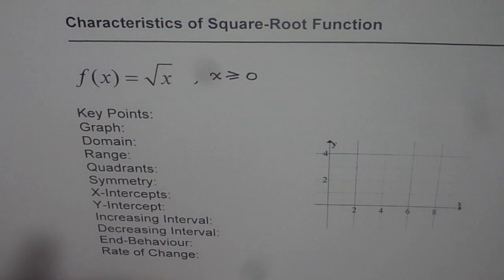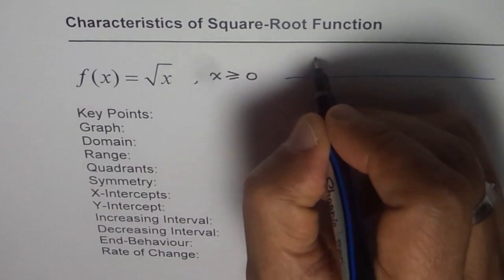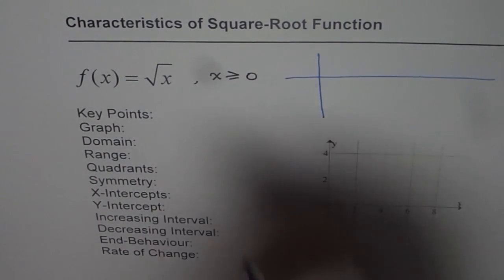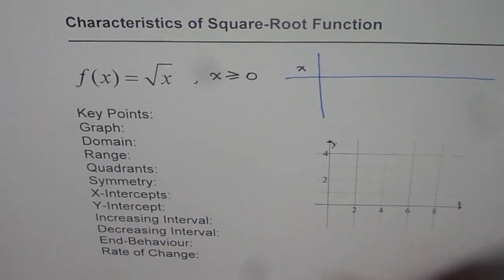Now, how to sketch this function? For that, let's see which key points should be considered. So we'll consider key points as the values of x for which we have a perfect square, right? What I'm trying to say is we look for x values whose square root is an integer value.